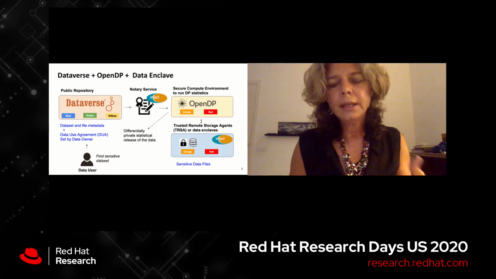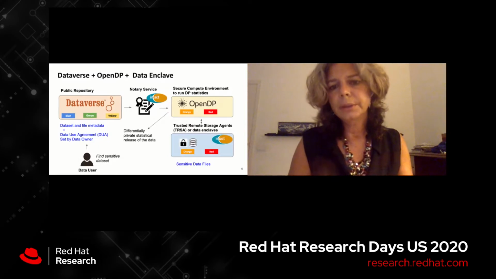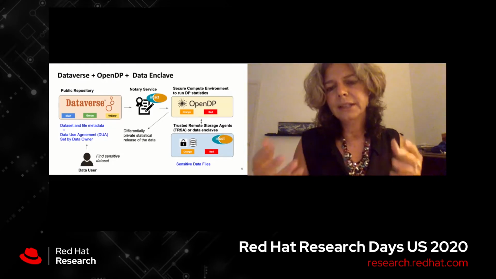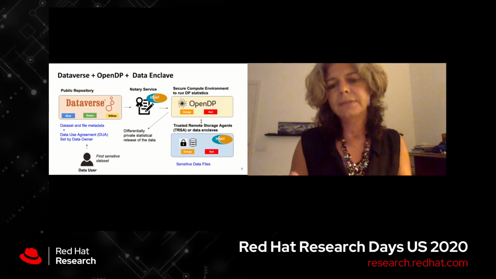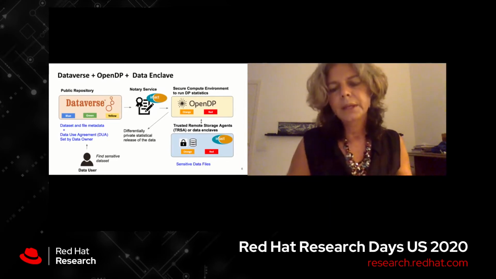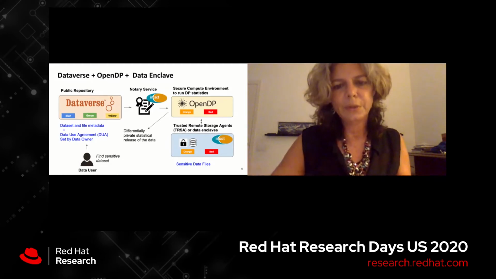And then OpenDP is part of the picture by being able to run these differentially private queries in a secure compute environment that has access to the raw, sensitive data in the enclave, and can release these differentially private statistical releases to the data user through Dataverse, as the user finds that data and then requests that query through OpenDP. OpenDP sends back the query result to the user.